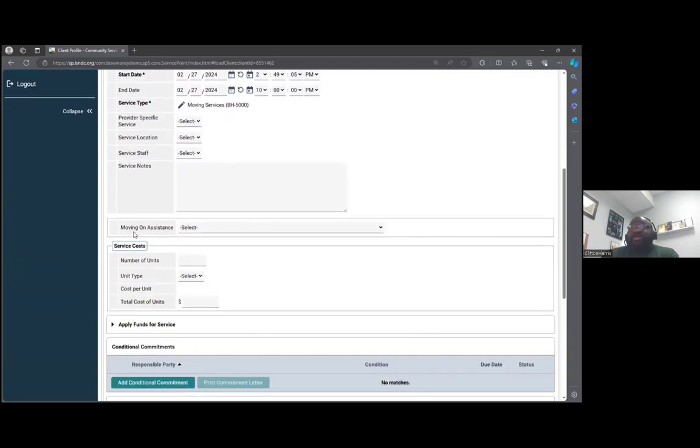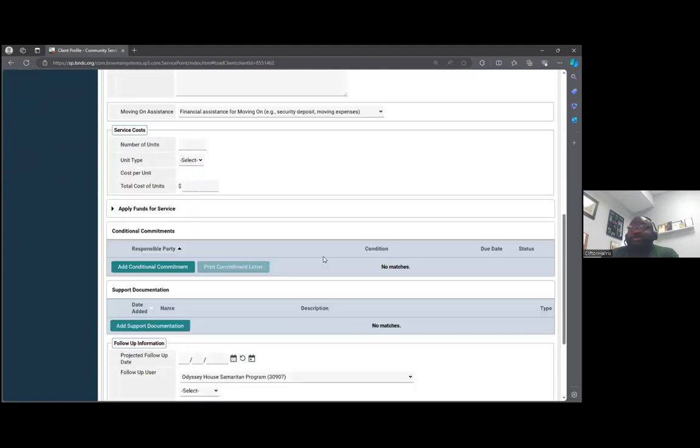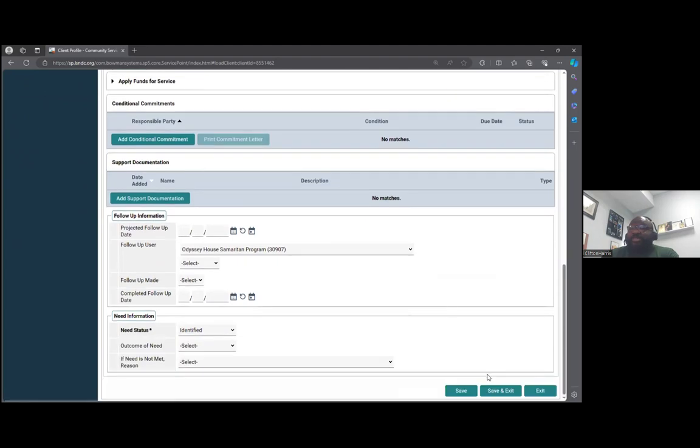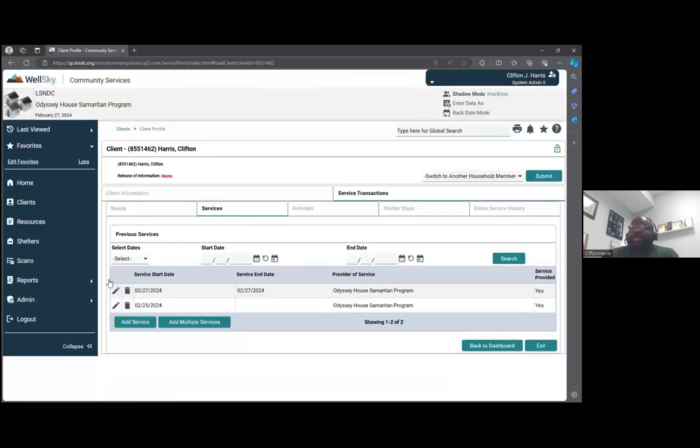all the PSH programs should have this moving on assistance drop down menu. And these selections are the same selections that are actually on the APR. So let's say we paid moving expenses. So you can do financial, and that's all you really need, right? You just have to save that. And you can do this at any time, and it'll populate question 24 for moving on assistance. So let's say that was for him to move.